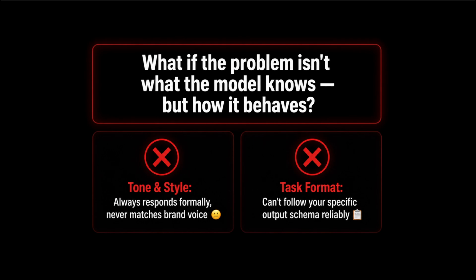See, RAG is fantastic for knowledge, but what if your problem isn't knowledge? What if the model consistently gets the tone wrong, refuses to follow your output format, or doesn't understand the specific vocabulary of your domain deeply enough? You can stuff the context window with examples, but at some point, you're fighting the model's instincts rather than working with them. That's a signal to consider fine tuning.